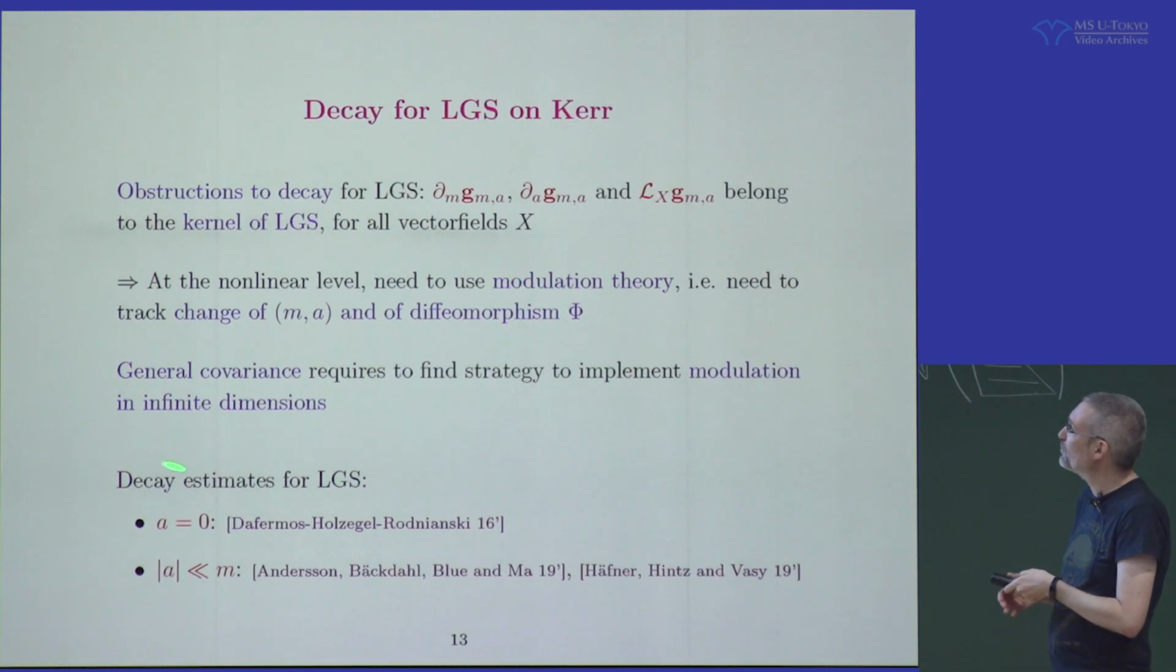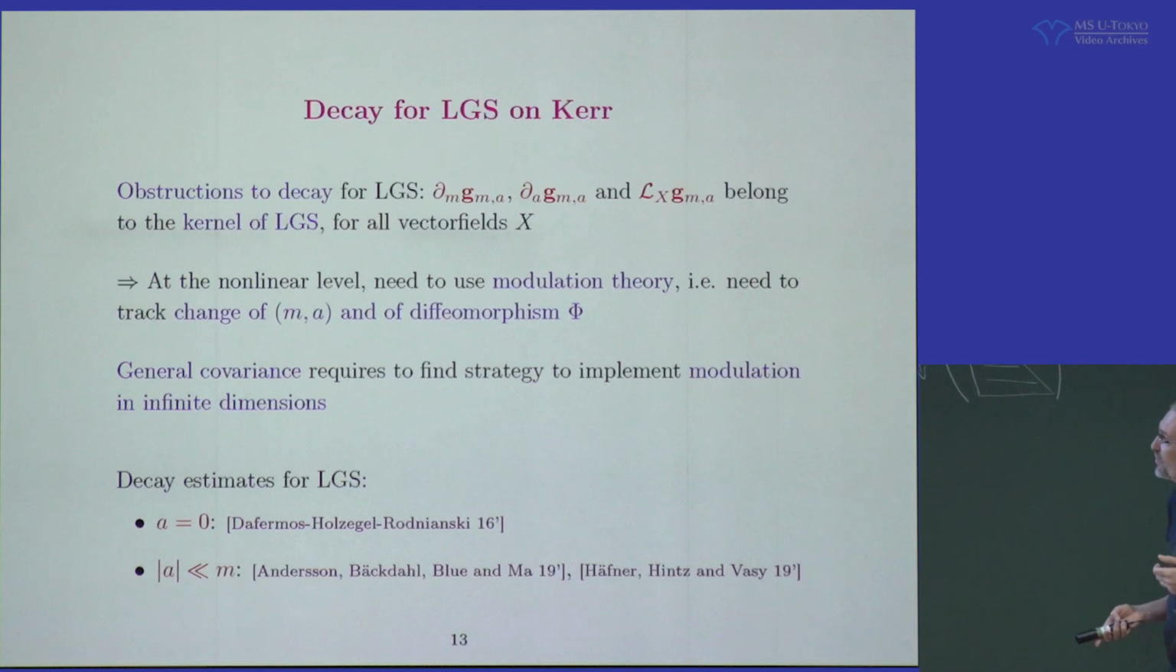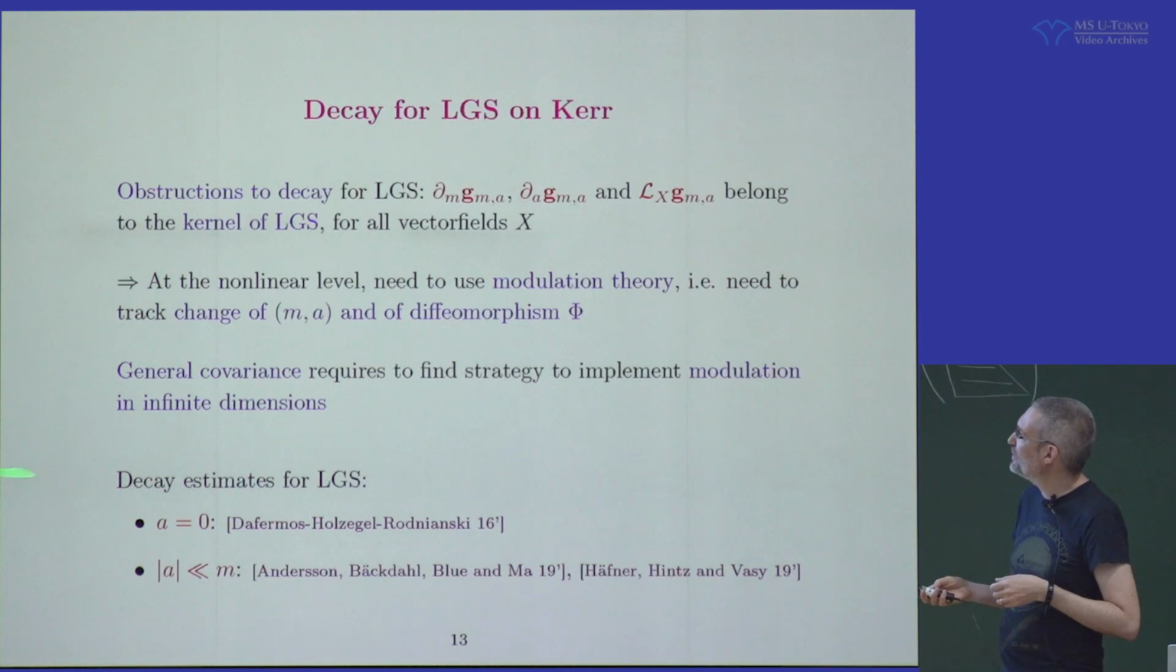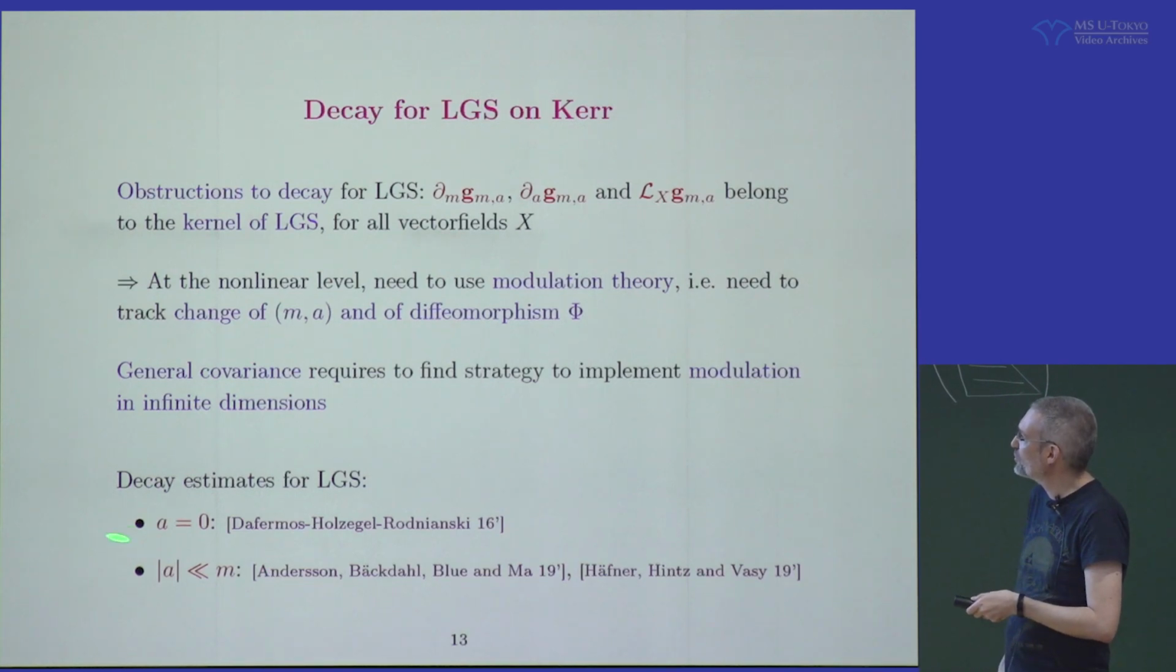And the important aspect in this particular proof is that usually modulation theory is done in finite dimension. So this is a typical method in dynamical systems, what you use in Hamiltonian PDEs. But the difference here is that, contrary to usual, due to general covariance, you have to deal with modulation in infinite dimensions. And this is an interesting part of the problem, which hopefully I can discuss later. Okay, and finally, let me mention that, bearing in mind that there are these obstructions, the decay for the linearized system was obtained, and in fact the current state of the art is that it's known for slowly rotating Kerr black holes.